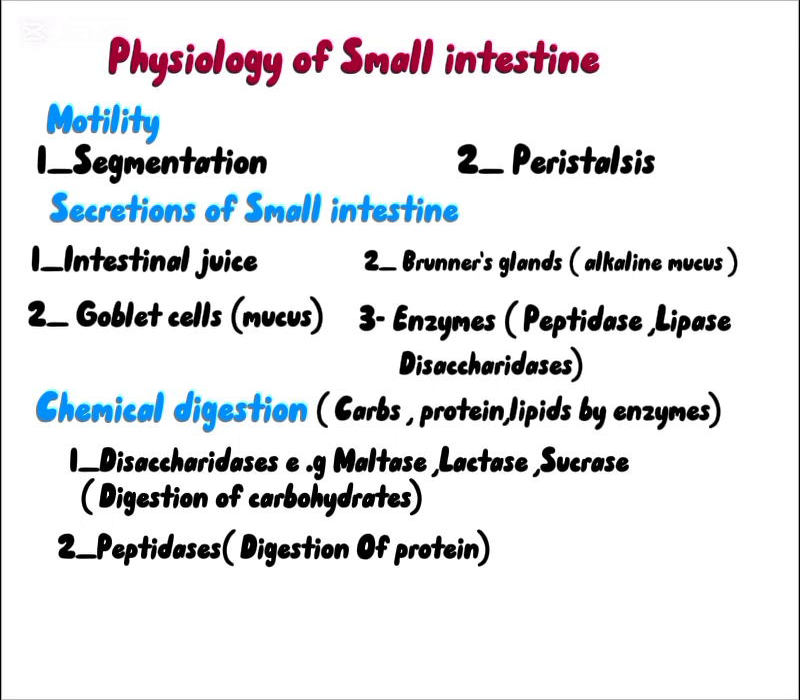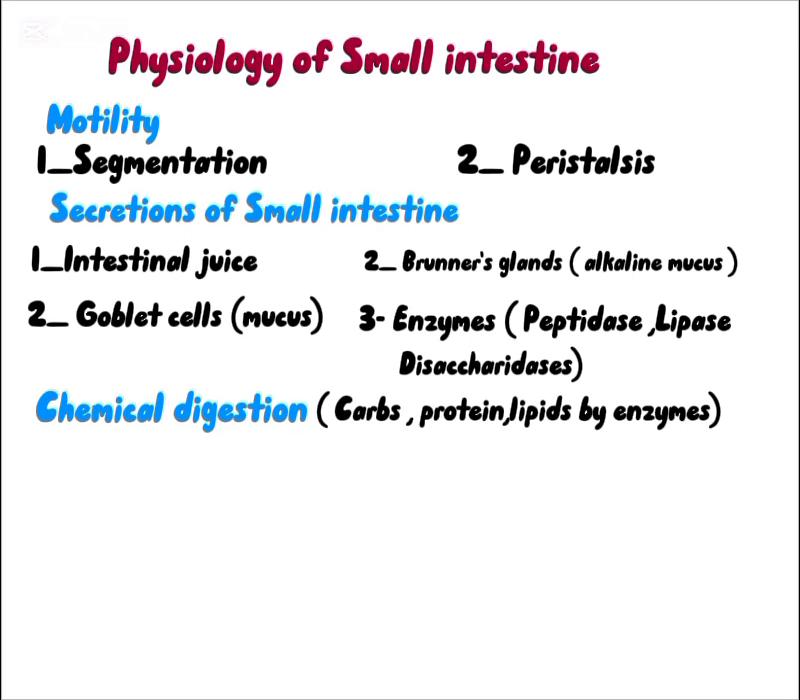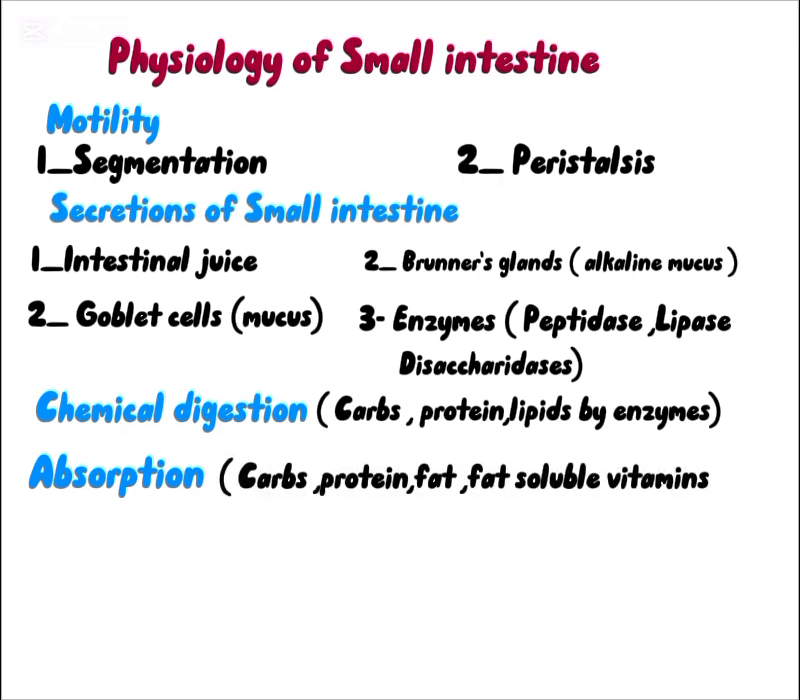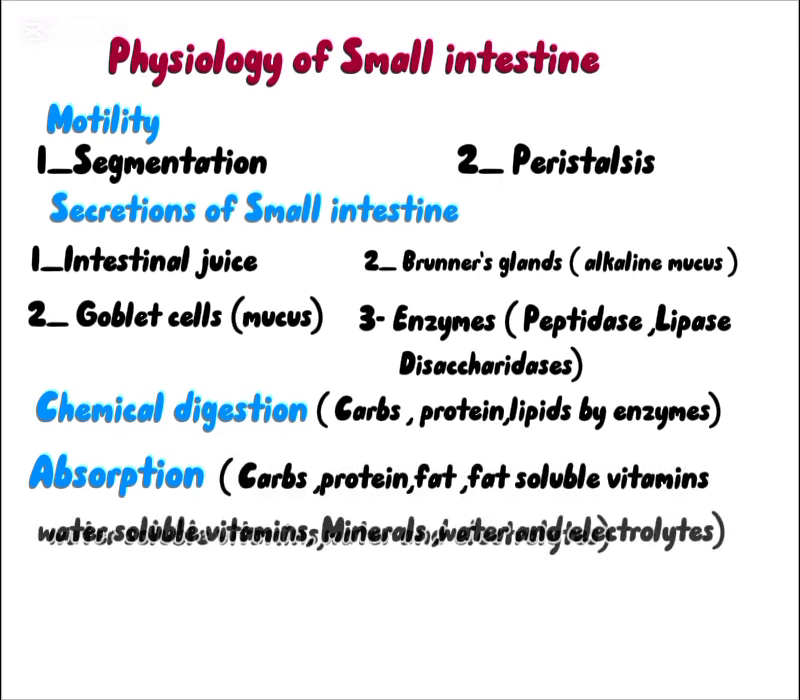Peptidases break down the polypeptides into the peptides and amino acids. Lipases break down the emulsified fats into the fatty acid and glycerol. Absorption of most of the nutrients into the blood occurs in the small intestine, which includes carbohydrates, proteins, fats and fat-soluble vitamins, water-soluble vitamins, minerals, and large quantity of water and electrolytes.